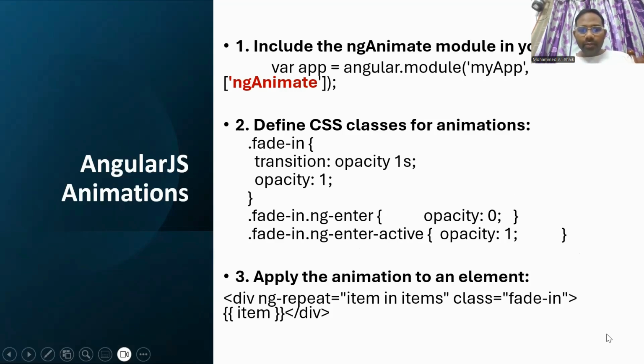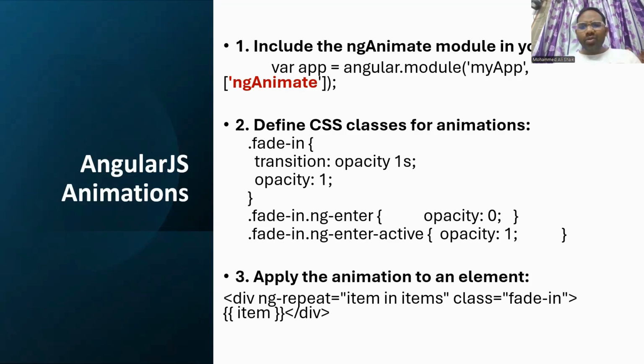So apply the animation to the element. We are going to have this ng-repeat: item in items, class fade-in items. So that is what we are going to implement in AngularJS animation. So what exactly AngularJS animation provides is support for animations using the ngAnimate module. This module allows you to add CSS based animations to AngularJS. Okay, so this CSS means cascading style sheets, nothing more than that, that we are going to implement over here.